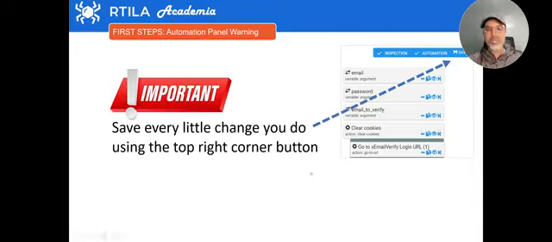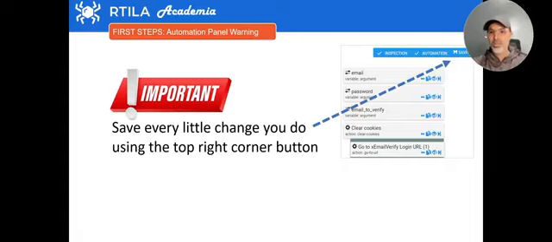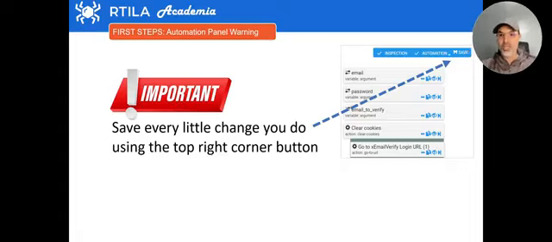You need to develop a habit, and that habit is that every little change you do, click on save. On the top right corner of RTILA, just take that habit. Every block you add, every little thing you change, just click save after each action. That will save you a lot of time of redoing things that you didn't save. Now that is said, let's move to the inspection panel.